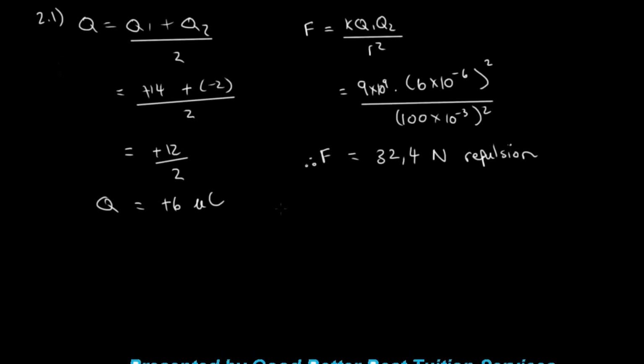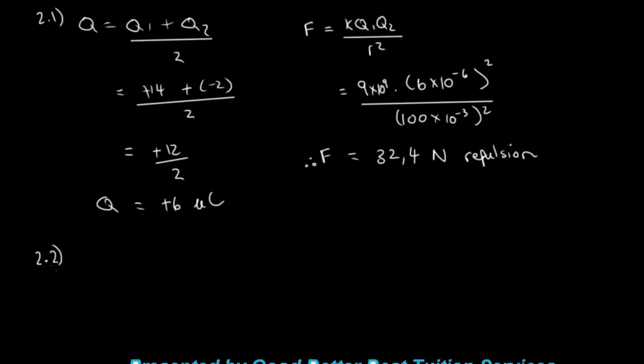That was 2.1. Right, then we're going to go to 2.2. Question 2.2 asked us: if the magnitude of each charge is now doubled, how will the magnitude of the force be affected? So now the magnitude of each of the charged objects is doubled. In other words, it's no longer 6 times 10 to the negative 6, it will now obviously be 12 times 10 to the negative 6. It's doubled.